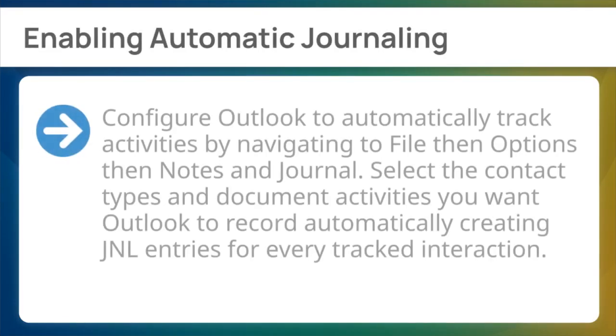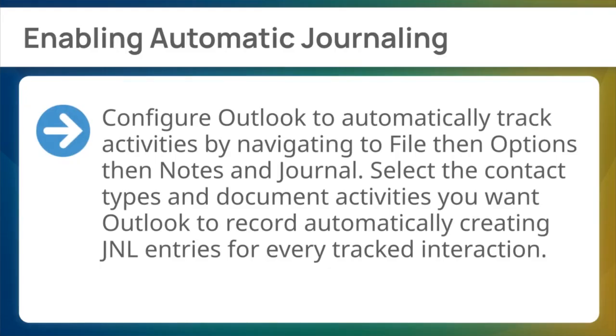Finally, enabling automatic journaling. Configure Outlook to automatically track activities by navigating to File, then Options, then Notes and Journal. Select the contact types and document activities you want Outlook to record, automatically creating JNL entries for every tracked interaction.